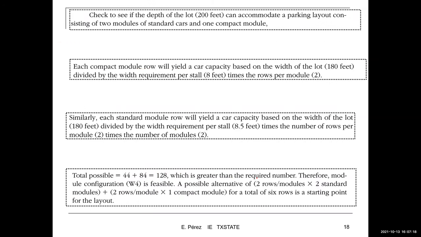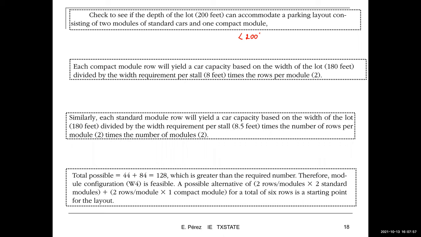And now we're gonna check to see if the depth of the lot, 200 feet, can accommodate a parking layout consisting of two modules of standard cars and one compact module. So 200 feet is our limitation, right? We need to make sure that if we are gonna allocate one module for compact cars and two more to standard cars, that the space is less than 200 feet, which is our limitation.